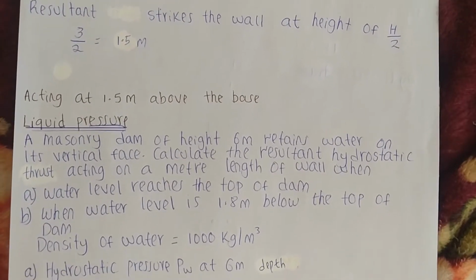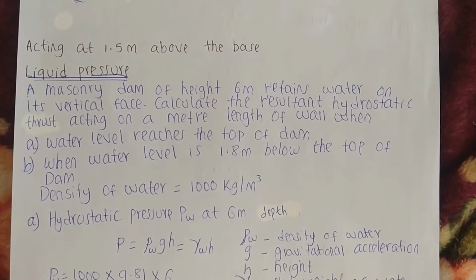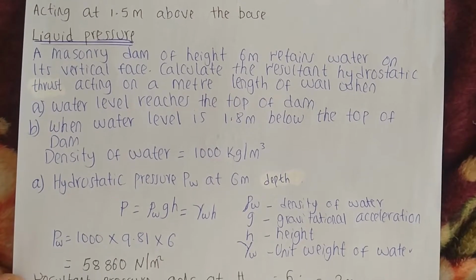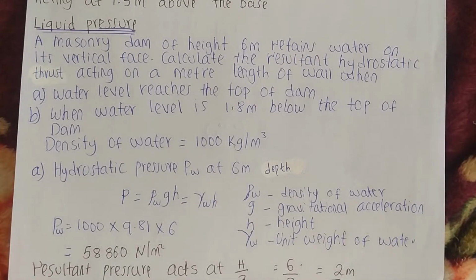Now we shall look at the liquid pressure. Also we are given a question. A masonry dam of height 6 meters retains water on its vertical face. Calculate the resultant hydrostatic thrust acting on a meter length of wall when, A, the water reaches the top of the dam, and then B, when the level of water is 1.8 meters below the top of the dam. Then we are given the density of water as 1000 kilograms per meter cubed.